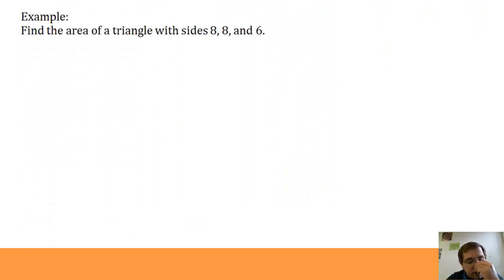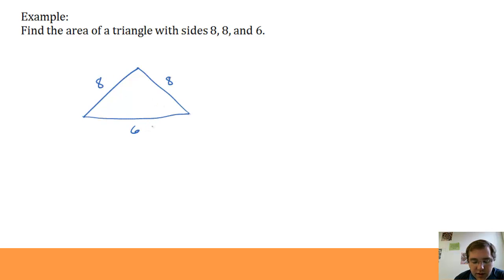So, for example, find the area of a triangle with sides 8, 8, and 6. Alright, if I've got a triangle with sides of 8, 8, and 6, that means two of my sides are equal, so it's going to be an isosceles triangle. In order to find the area of a triangle, I need to know the height, and I don't have a height here. Heights are altitudes in triangles. They are perpendicular because that's the way we measure a distance, with a perpendicular line. So I've got to draw a perpendicular line.